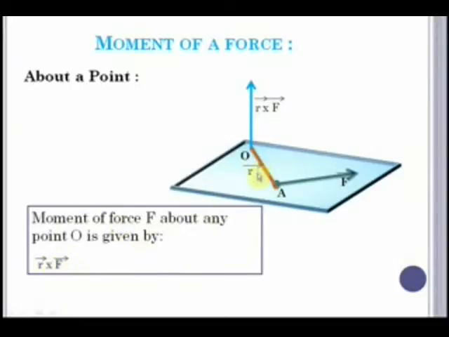So R is the vector joining the points O and A. O is the point about which the moment is to be calculated, and A is the point at which the force is being applied, and the vector F represents the force.